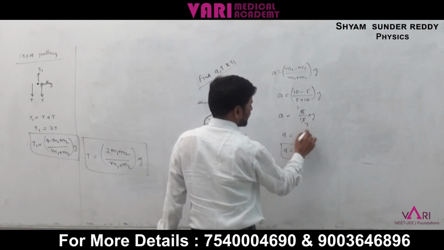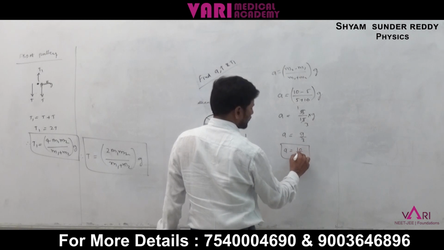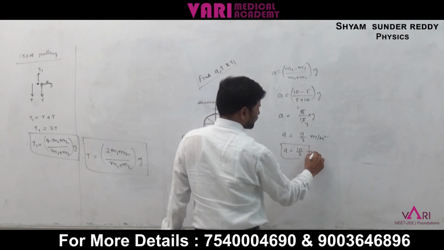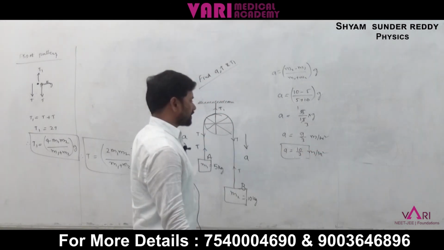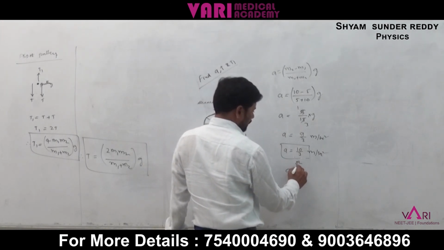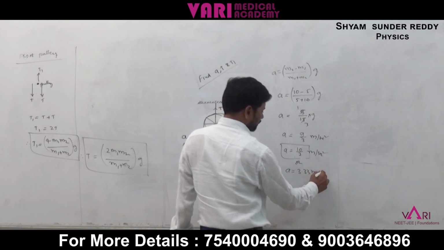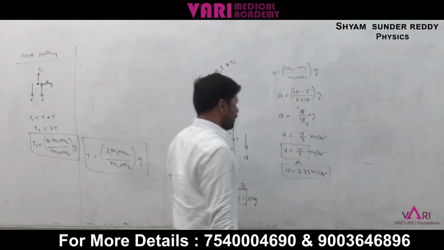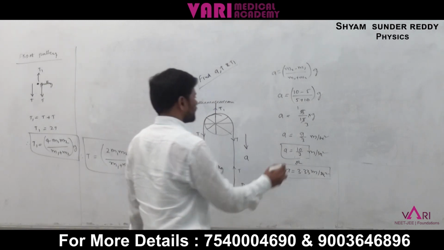This is g by 3. If you take g is equal to 10, then it is 10 by 3 meter per second square. Otherwise 3.333, for a is equal to 3 3s are 9, 3.33 meter per second square is the acceleration. Next, tension T1 we want.